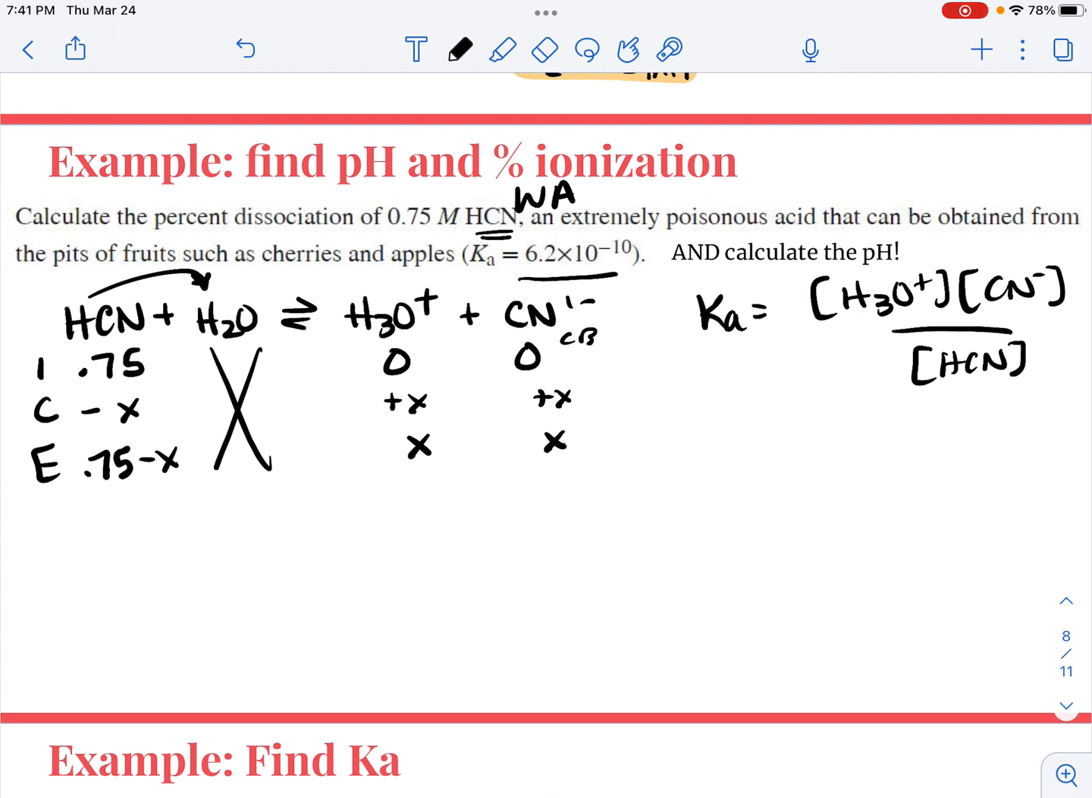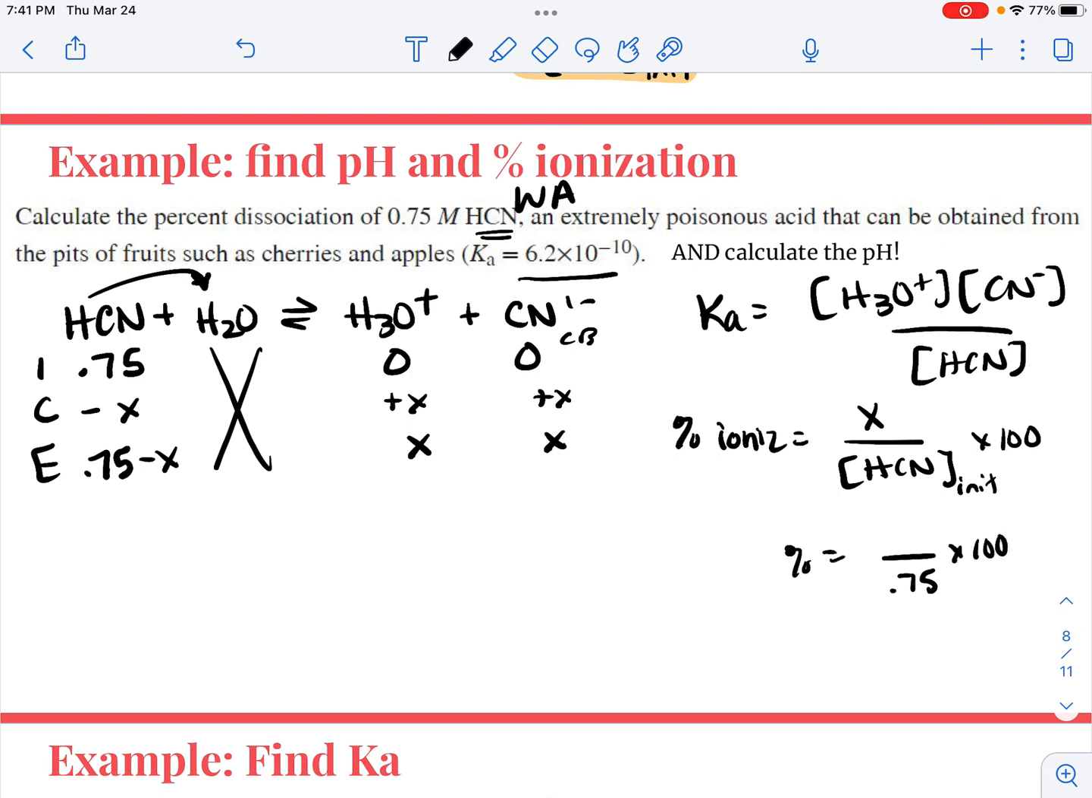So this means that I need to solve for X, because percent dissociation or percent ionization is going to be X over the initial concentration of the HCN times 100. And I know the initial concentration of the HCN is 0.75, but I don't know the X, and so I need to solve for that. All right, so I need to be solving for this.